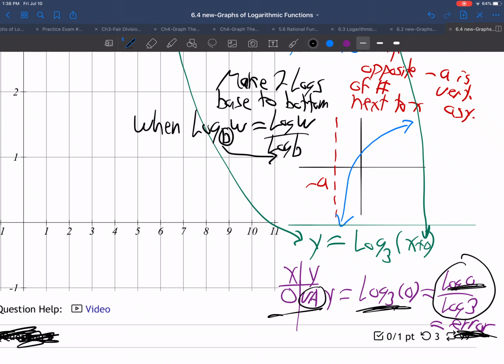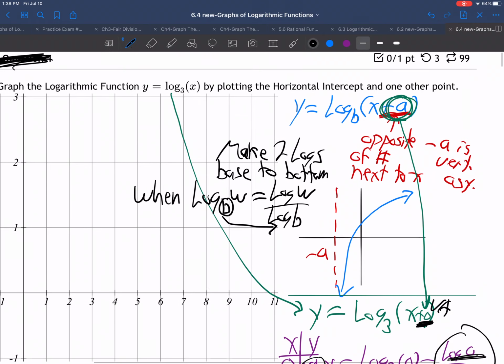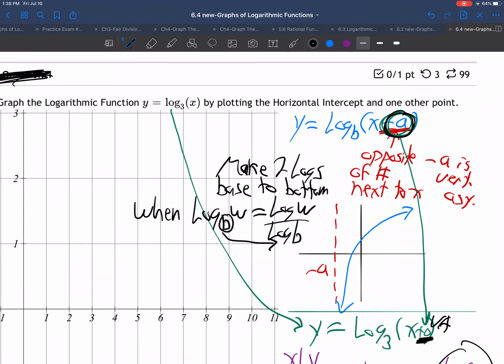That's what that error is telling us. The inside of the log can't be 0. Remember we said that right here. 0 is our vertical asymptote, right? The opposite of the number next to x is your vertical asymptote. Why? Because if you plug in negative a there for x, negative a plus a is 0. It makes the inside of the log 0.